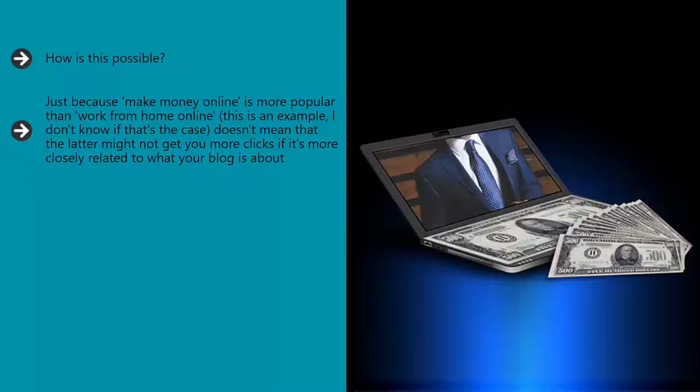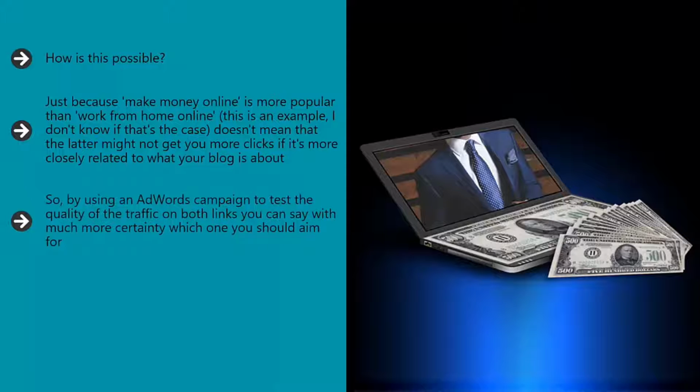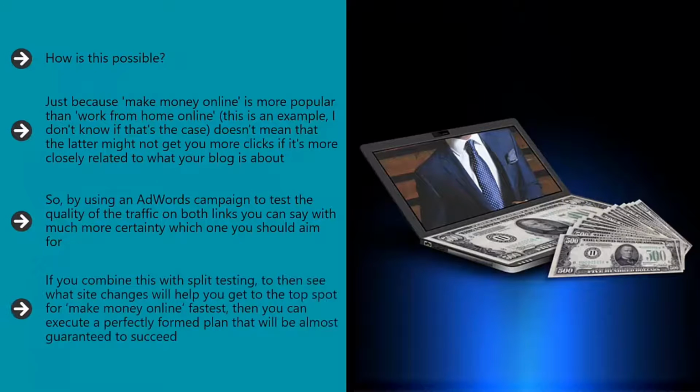doesn't mean that the latter might not get you more clicks if it's more closely related to what your blog is about. So, by using an AdWords campaign to test the quality of the traffic on both links, you can say with much more certainty which one you should aim for. If you combine this with split testing, to then see what site changes will help you get to the top spot for "make money online" fastest, then you can execute a perfectly formed plan that will be almost guaranteed to succeed.